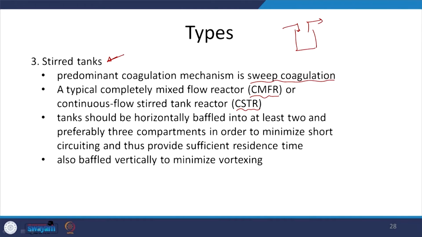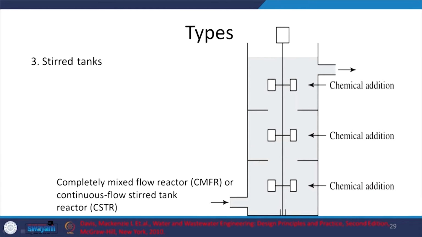And here we will also have horizontal baffles to minimize short circuiting, as in depending on where the water is coming in and where it's going out, you don't want the water to take the shortest path, you want it to be well mixed. So we want to prevent short circuiting, that is why you have these baffle walls, I guess. So let me see that. Here you have the baffle walls, you have the mixers. So chemical addition is taking place at different stages, and the water is coming in here and it's going out. So a completely mixed system here.